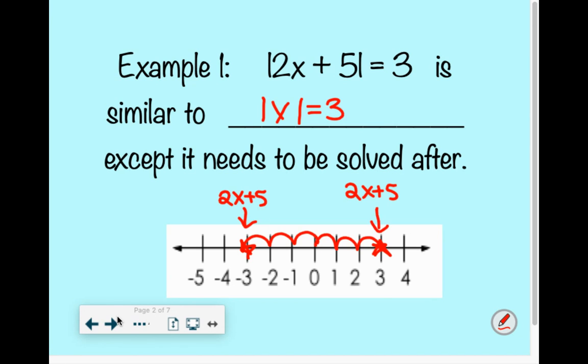Okay? And I'm going to show you 2 different ways you can do it. But basically, since this part's the same, you're going to solve them both in the exact same way. Okay? It's just a matter of do you want to solve them at the same time, or do you want to solve one equation and then the other one? And that's just more of a personal preference thing.